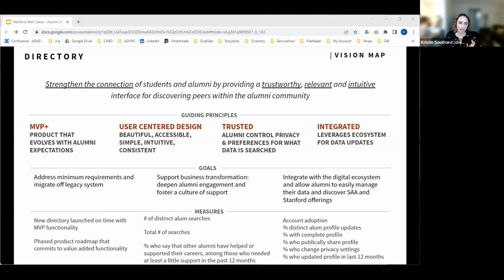I will also speak to the directory goals that you see on this slide, which are also really aligned with those of the ADAPT project that I mentioned at the very beginning. We really wanted to replace the current directory that was on PostGrads, and support that business transformation by providing something that would deepen engagement with alumni and donor engagement, and also realize the benefits of a broader ecosystem. So allow many opportunities for the same user to come in different ways and have the same login experience, the same user experience across many different products that we have within this system.